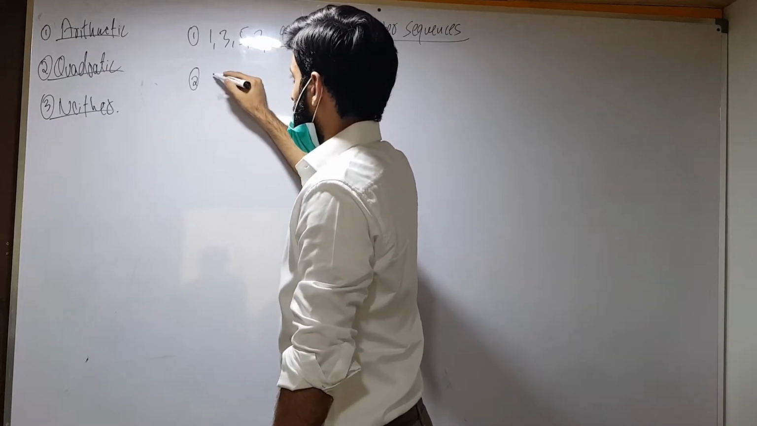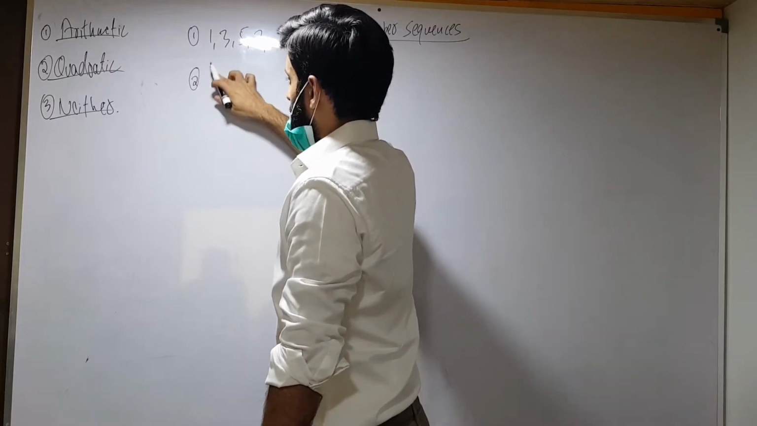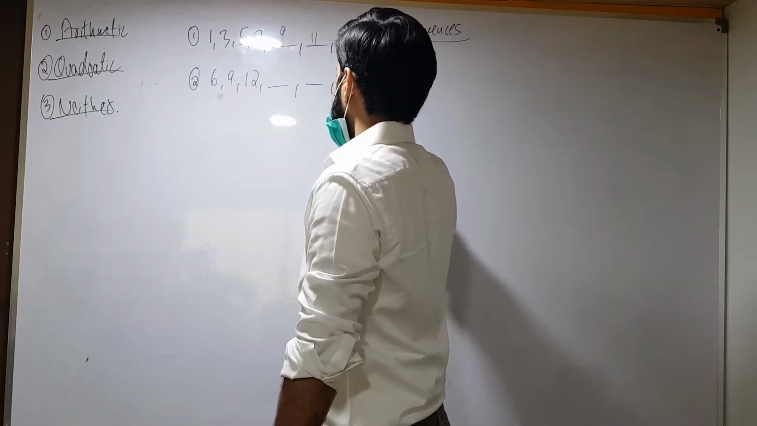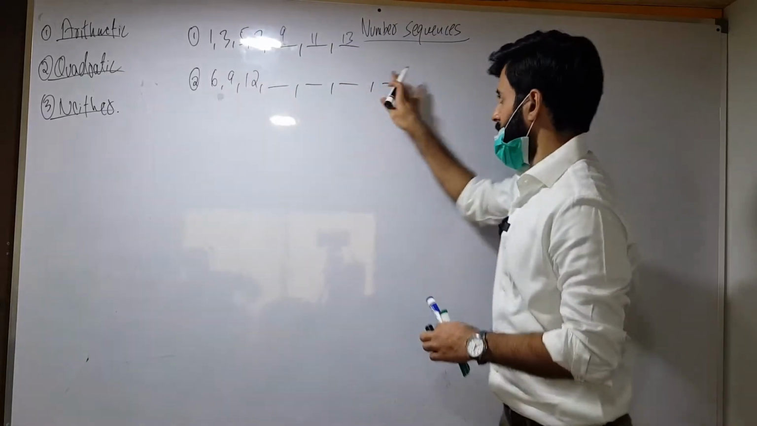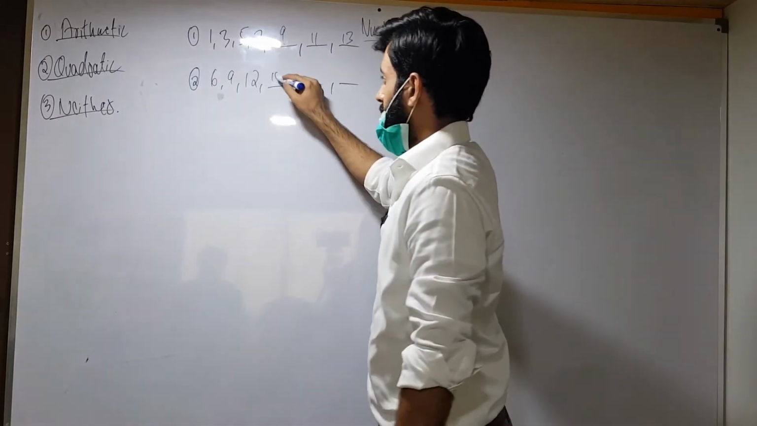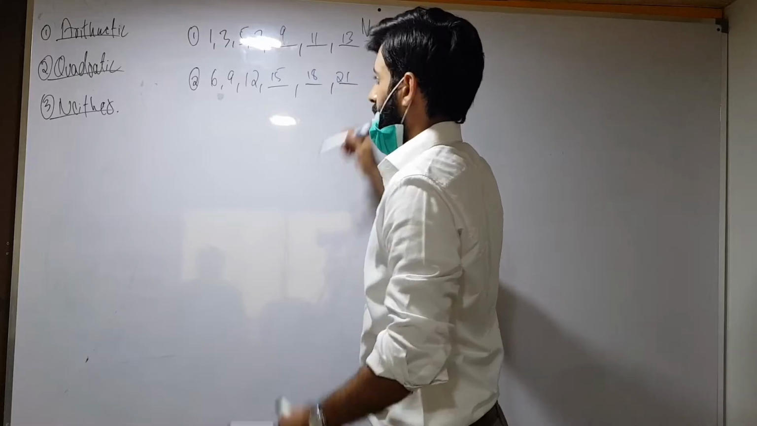Okay, let's do another example. Let's say you have अपना 6, 9, 12. Can you tell me the next couple of terms? Actually, just the 3 terms will be enough. 15, 18, yeah, 15, 18, 21, ठीक है.